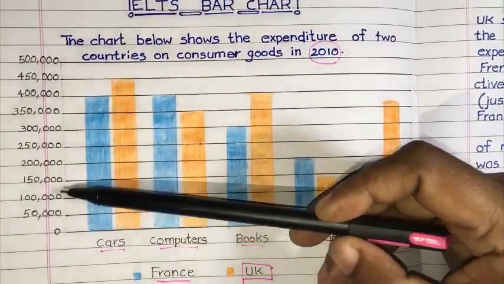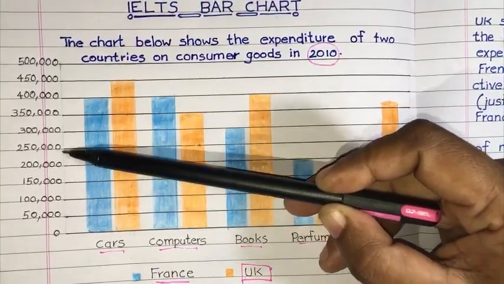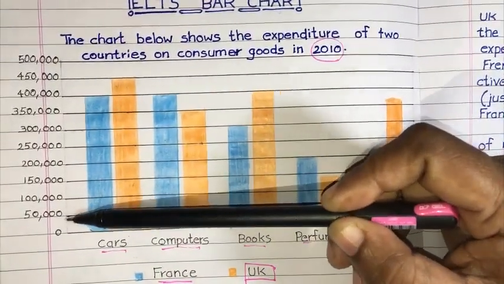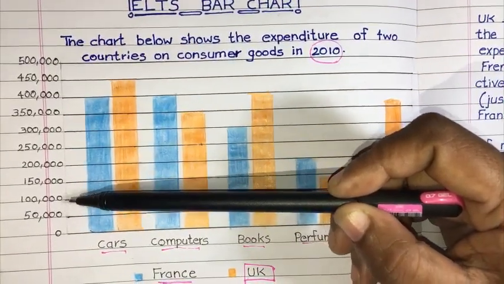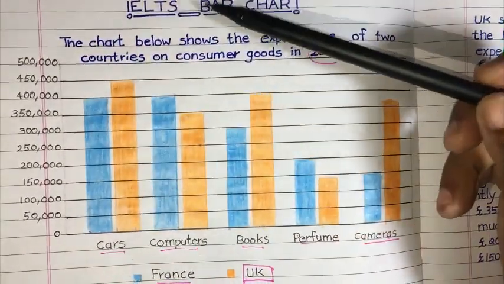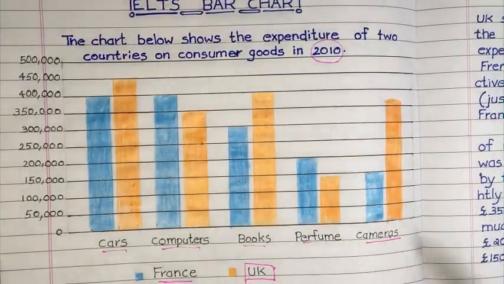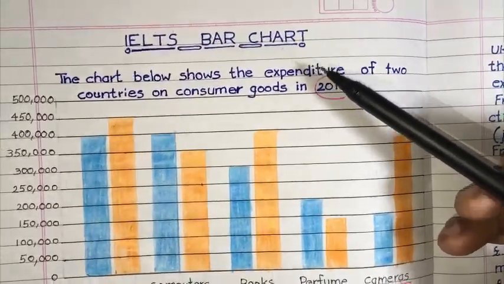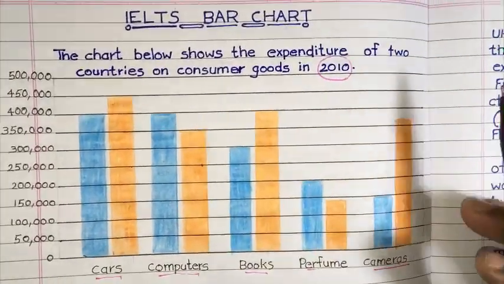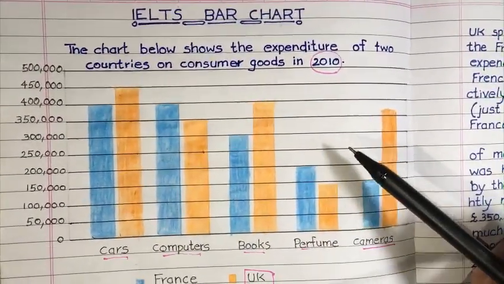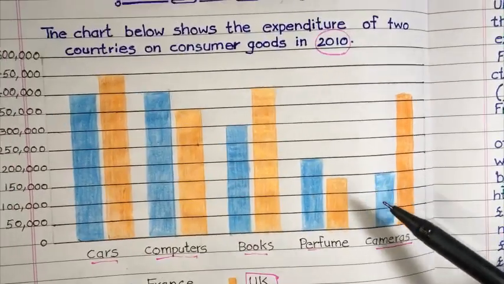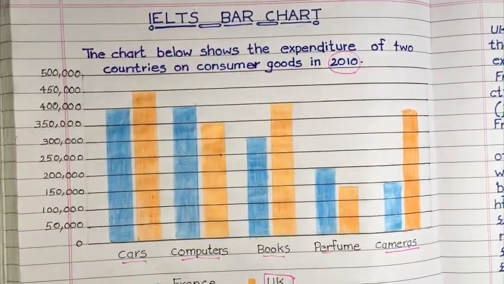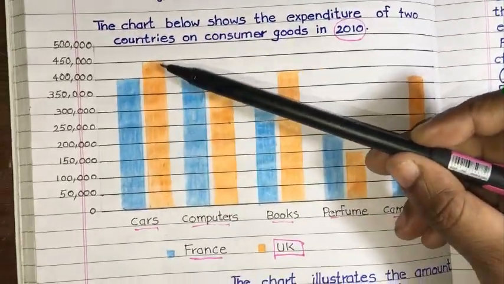And here it is given how they spend their money, how much they spend on particular items. In the UK it is pound or sterling, so it is given in pounds. So you understood. Now what we are going to do is see the major trends. When you write an IELTS bar chart, you have to mention the major changes in your bar chart. Major changes, especially see the changes over here.